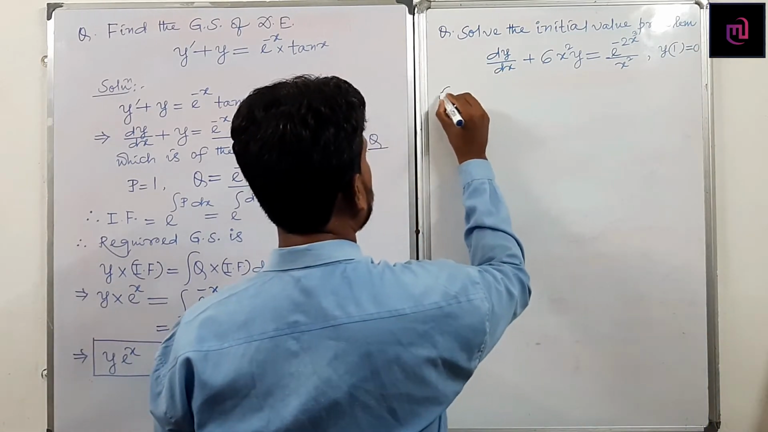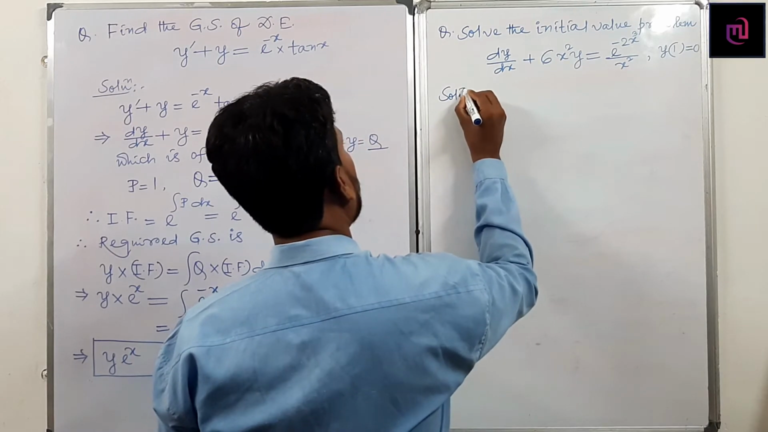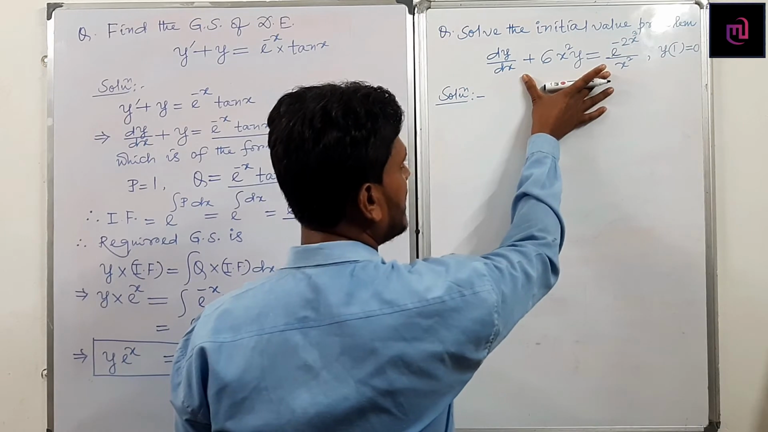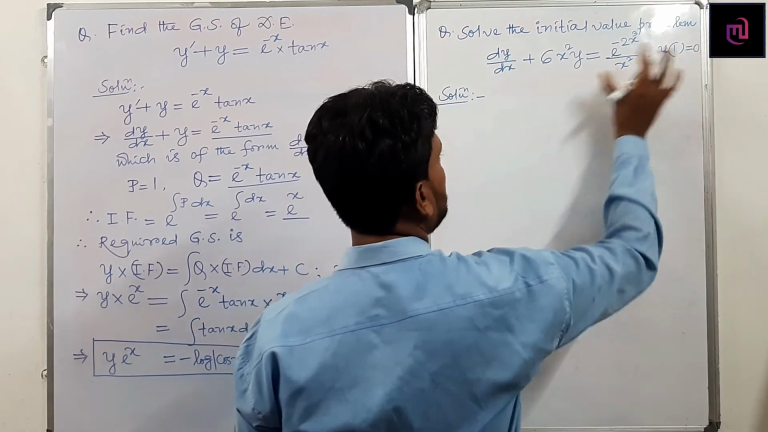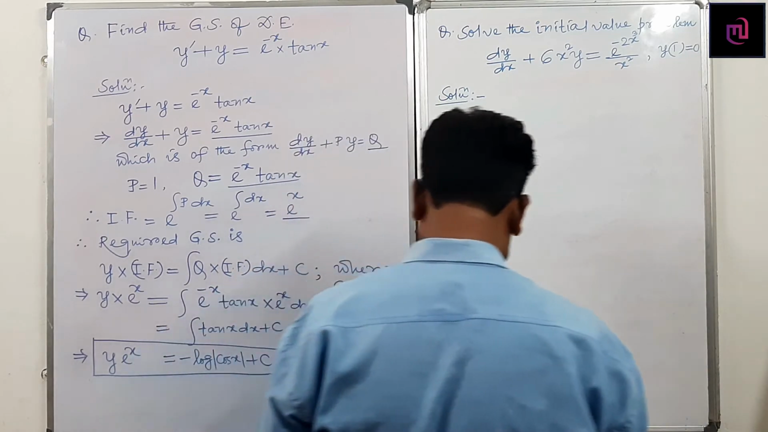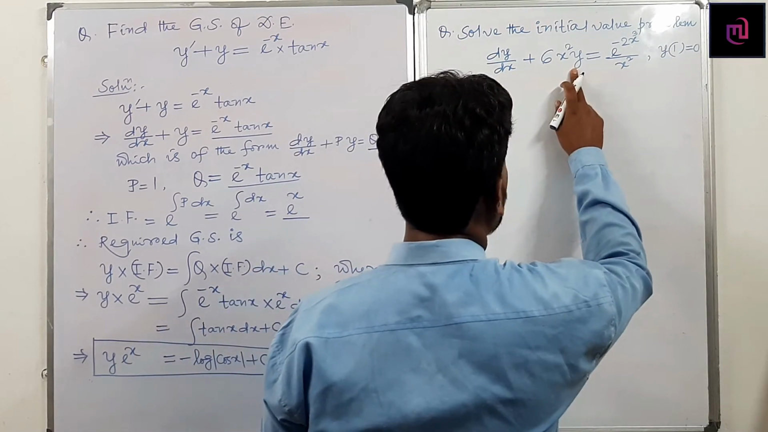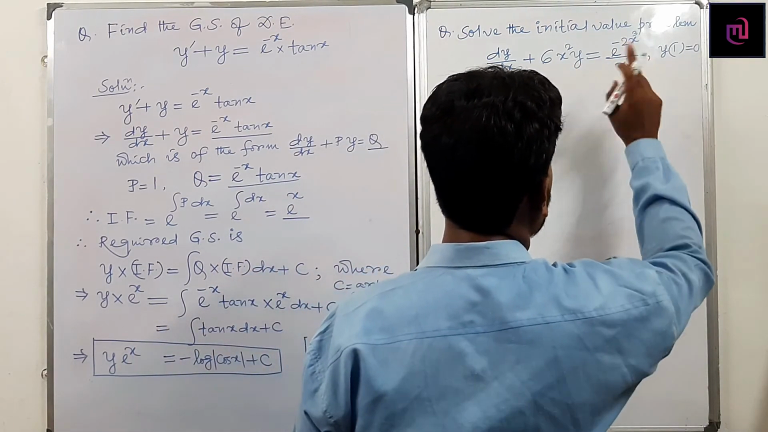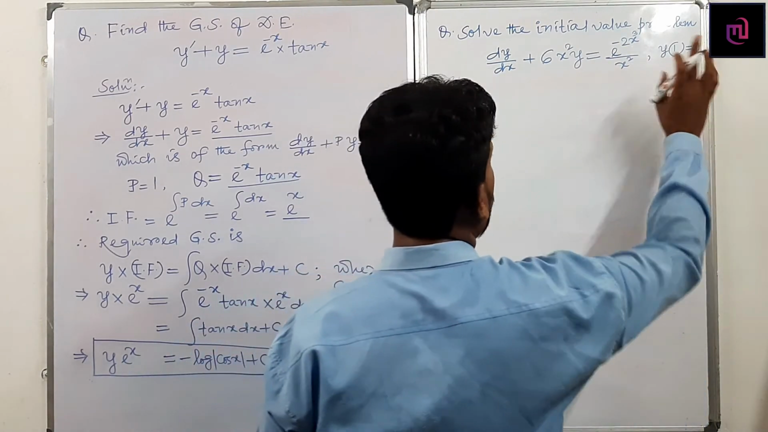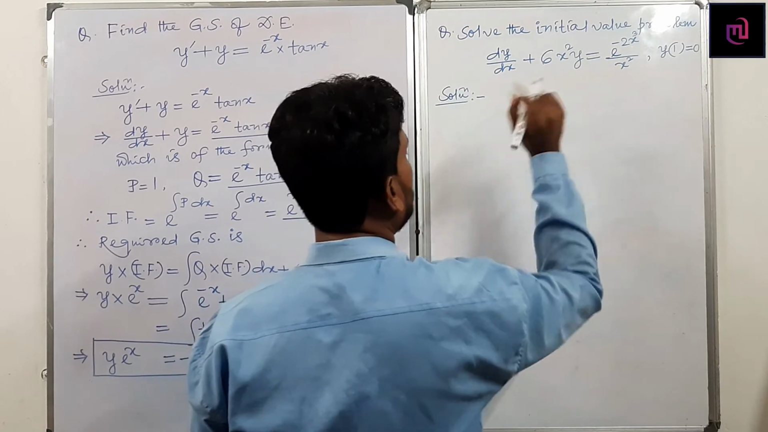But for the solution in this case, first of all I will discuss what the general solution of this given differential equation is. Then using the initial condition you must get the particular solution. So here dy/dx plus 6x squared y equals e^(-2x cubed) divided by x squared, y of 1 equals 0. So can I write which is of the form?